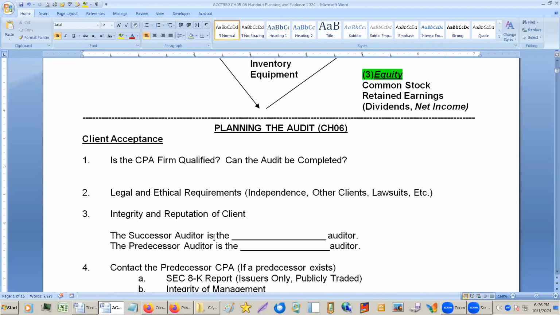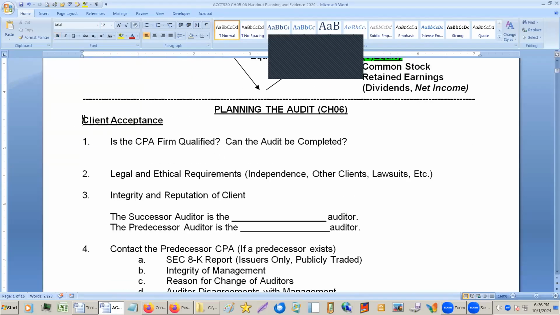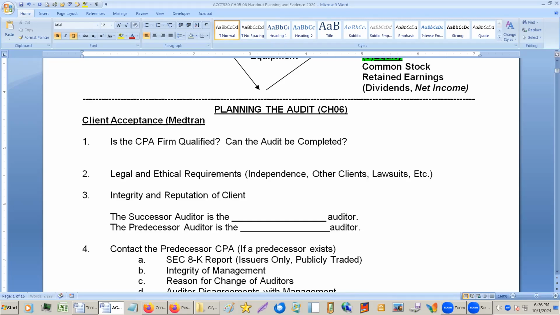Okay, so the audit plan, client acceptance. The Medtrans case is a good reason why we do this. Think about the Medtrans case. We do not just take any client. Unlike doctors, who are required, when somebody comes in need, to help them. It's part of their Hippocratic oath that they must help anyone who needs help. We're not like that. Auditing is actually a very strange profession in that we pick and choose the clients that we have.